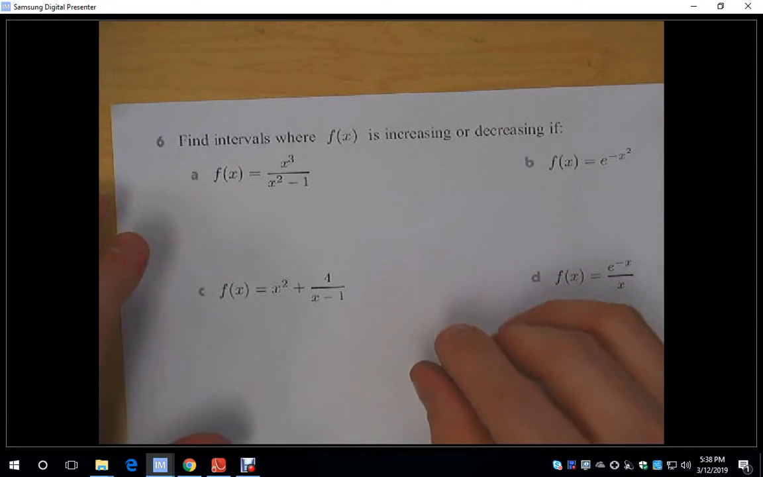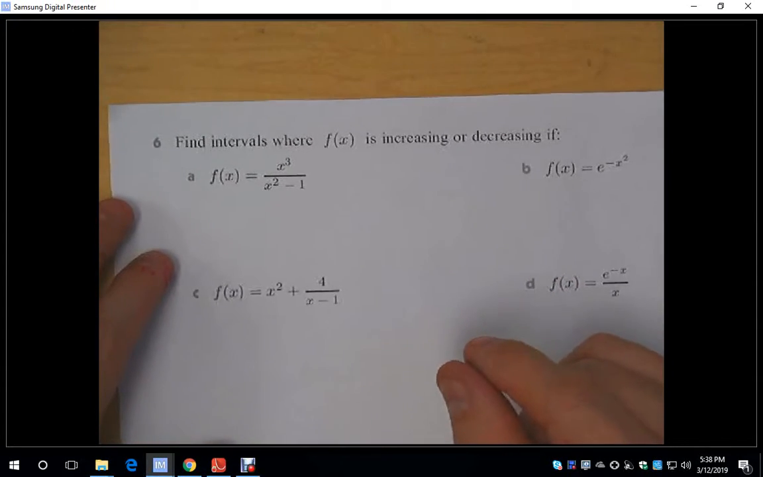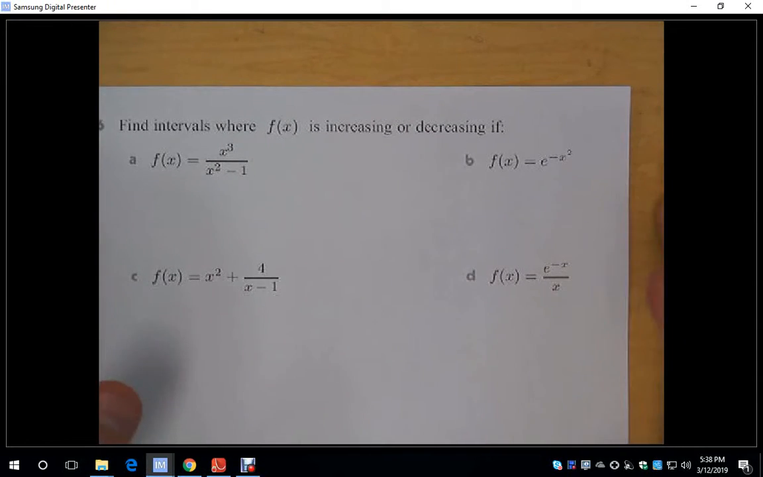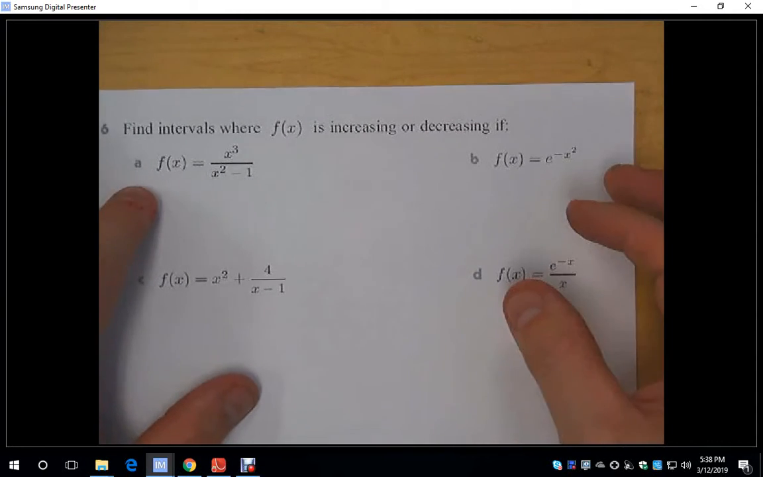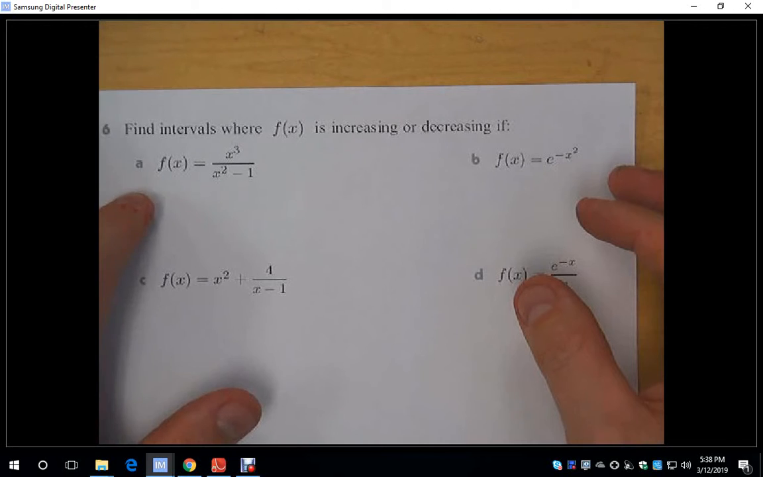So anything else that's interesting? Find the interval where f of x is increasing, decreasing. It's the same concept. Just take the derivative. Once you have the derivative, then we set the derivative to 0 to find our stationary points, and then do a sign diagram.